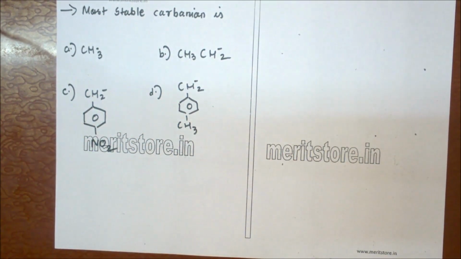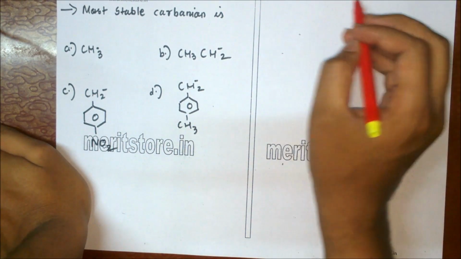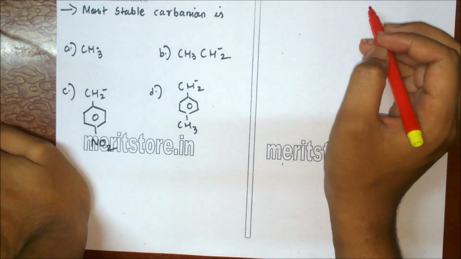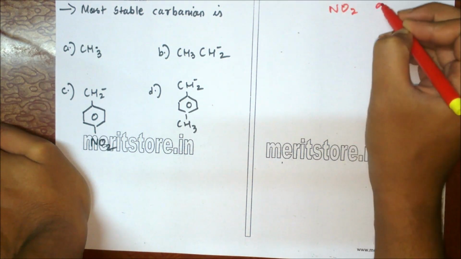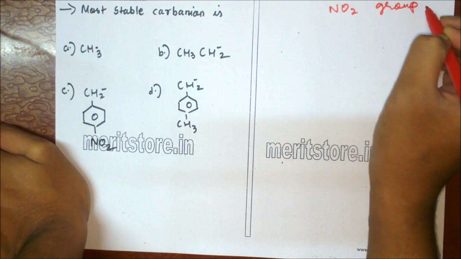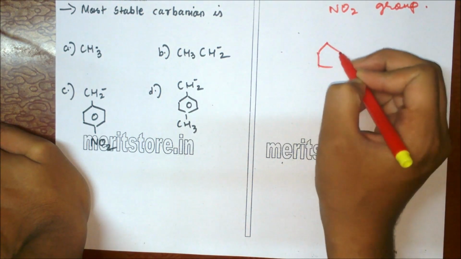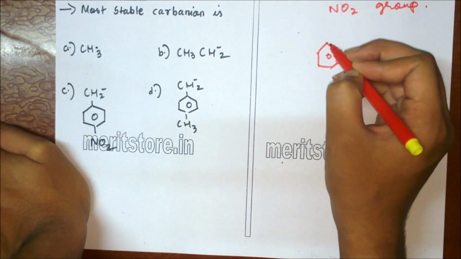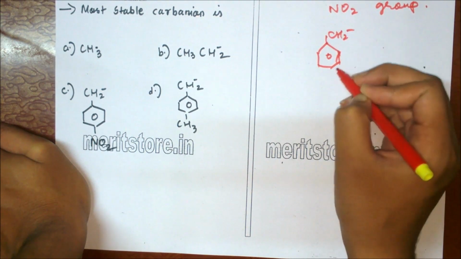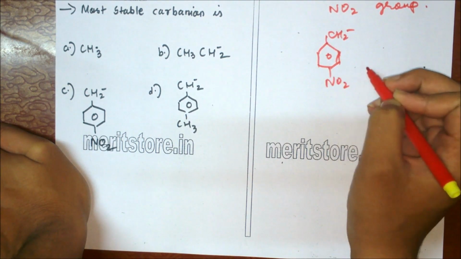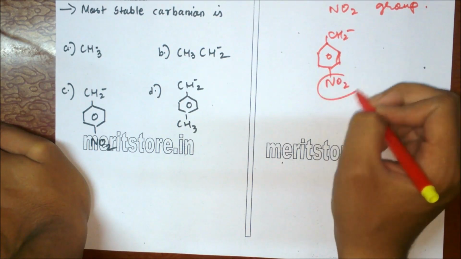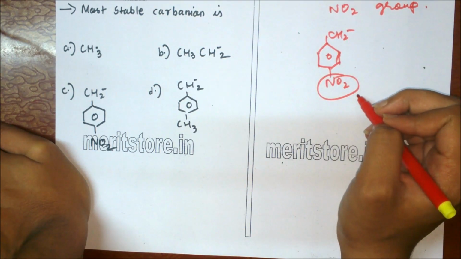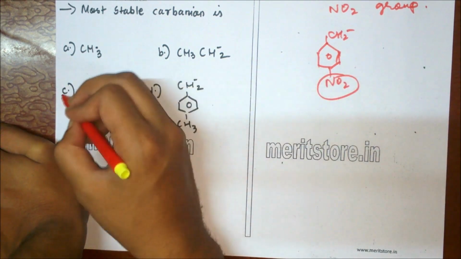Most stable carbanion is. Carbanions are structures which are electron rich compounds. Due to the NO2 group in the benzene ring, the structure CH2 minus NO2 is the most stable carbanion because NO2 is an electron withdrawing group. So option C is the correct answer.